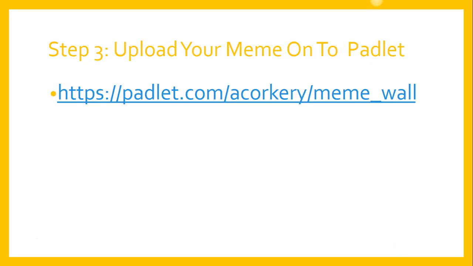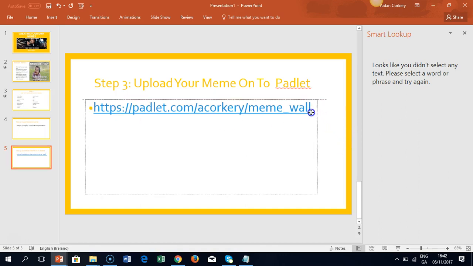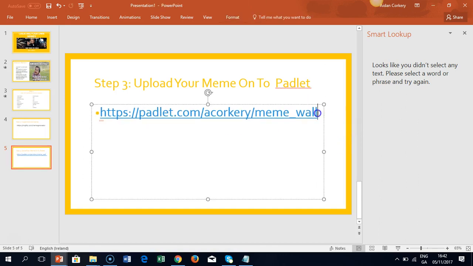So we're all going to be uploading our memes to this site here. Okay. So again, you will type this once you have your memes created and saved. You will then go to this step here, step 3, and you will type this link exactly the way you see it here, https://padlet.com/acorkery/meme, and that's an underscore wall. Okay, so I want to copy this link here. Okay, so there's the underscore for those of you who don't know what it looks like. So copy it exactly the way you see it here.